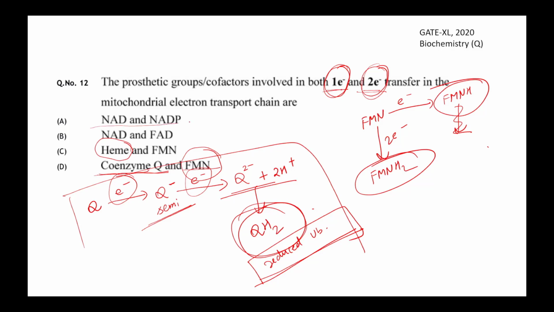And these two are not the correct option. Heme is one electron transfer only, but coenzyme Q and FMN are involved in both one and two electron transfer in the mitochondrial electron transport chain. So that is why D is the correct answer.